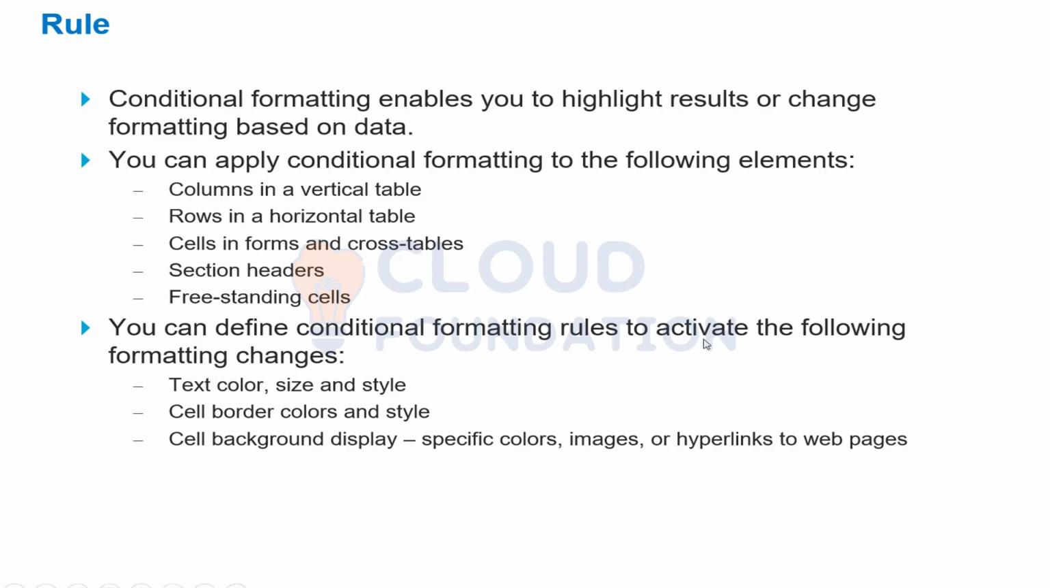You can define conditional formatting rules to activate the following formatting changes. We can create rules to activate the text color, size and style, or cell border colors and style, or cell background display like specific colors, images, or hyperlinks to a web page. We can put some emojis also if required. If we import some images of emojis like a smiley, if it is good, we can put a smiley. If it is not good, we can put a sad symbol. Those kinds of things we can also insert as part of this conditional formatting.